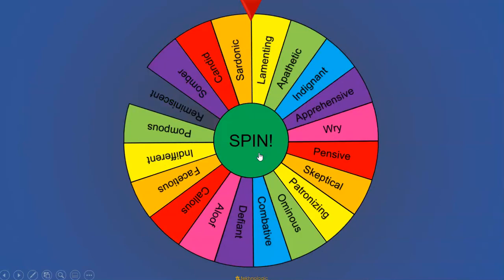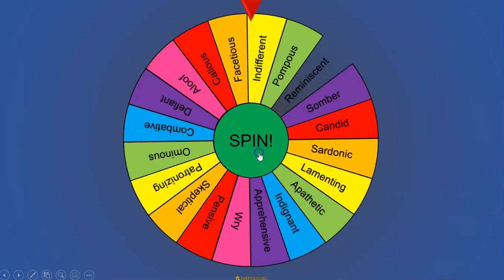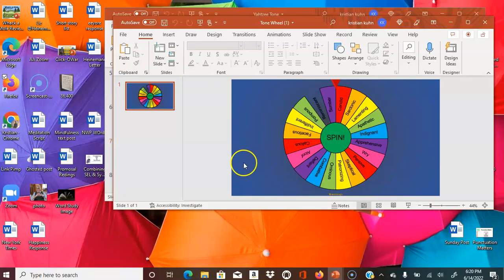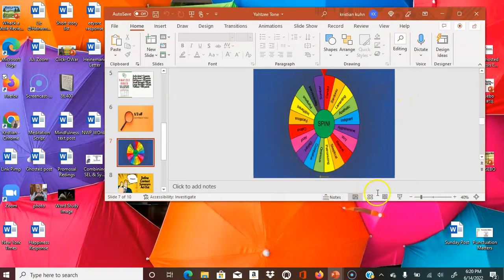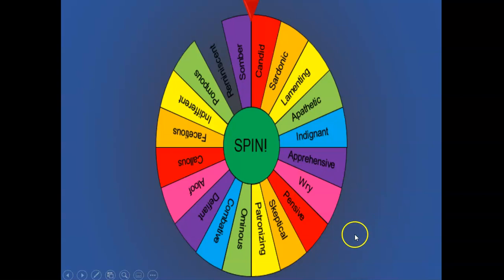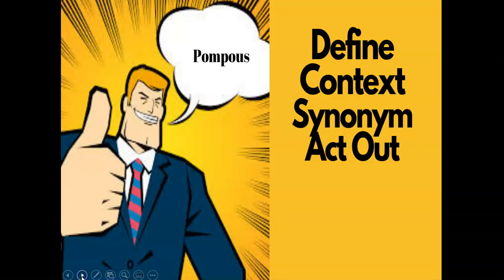And this is editable. I can send this to you if you want. You can put your own words in it. That's what I did for this. So let me get back to this slide here. So they land on a word, and let's say it's pompous, right? As a group, they're going to do their Yahtzee to determine the point value.